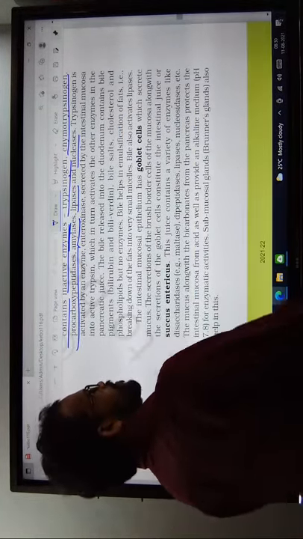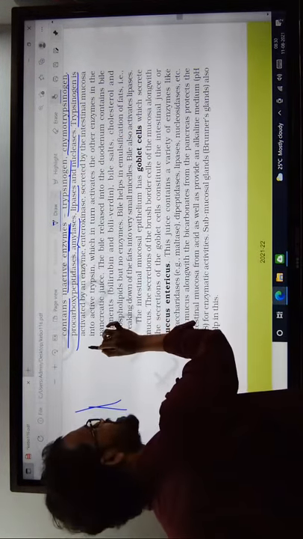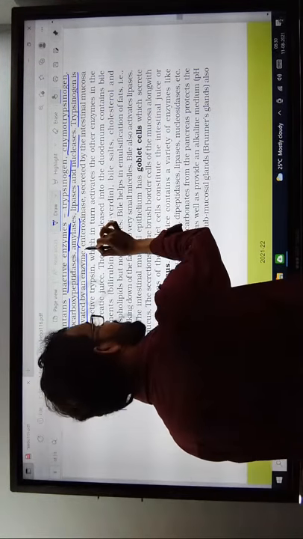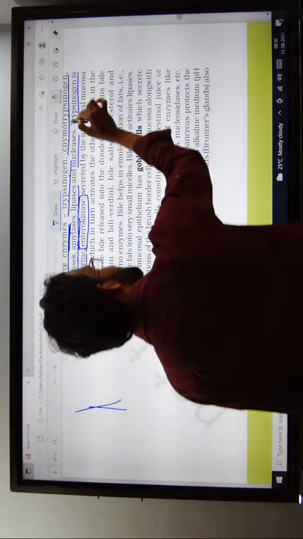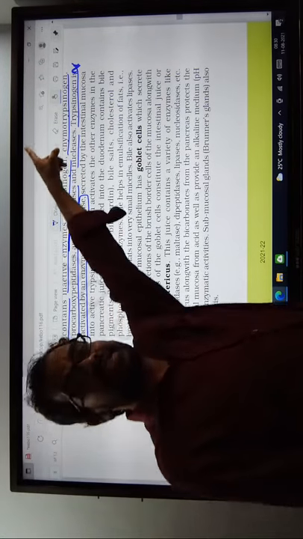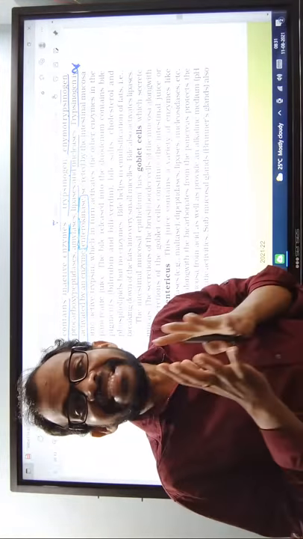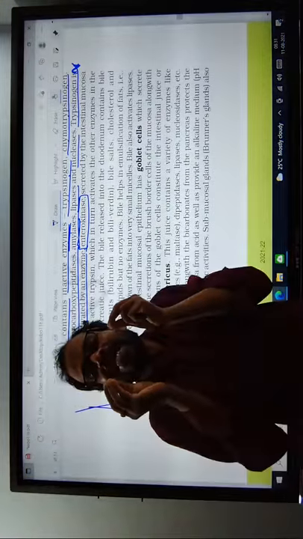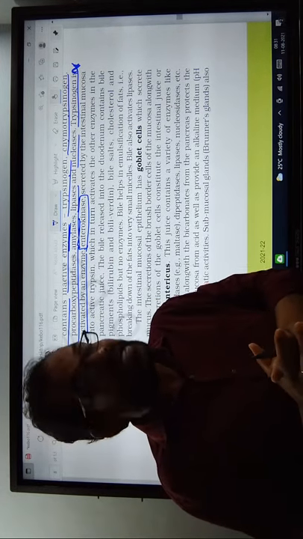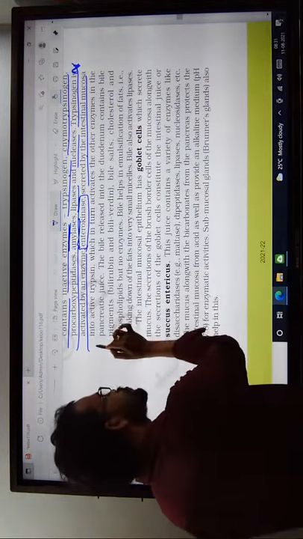Now, what is the conversion? First one, trypsinogen. This trypsinogen is activated by an enzyme known as enterokinase. Important: every enzyme here is in an inactive form. This trypsinogen is activated by the enterokinase enzyme, which is secreted by the intestinal mucosa cells.